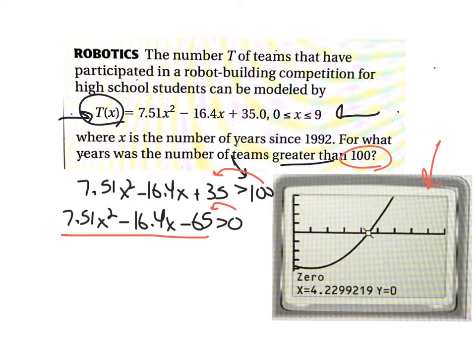Now, obviously that's a parabola. It's crossing the x-axis right there, which is a little bit more than 4. What it tells you down here, you can actually punch that in your calculator, 4.23. So for what years was the number of teams greater than 100? Every year past 4.23, or a little over 4 years, 4 years, 3 months, something like that. They would all be greater than 100.